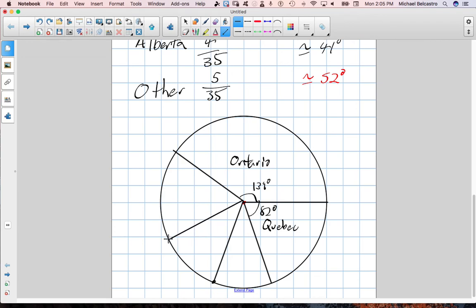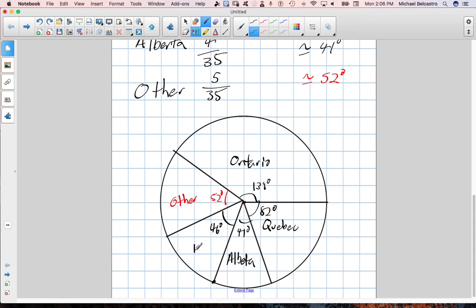Which one is bigger? That'll be 46. 41, 46, and the other, which should be the biggest of those last three. So call that other, which is about 52. This one was, I think, 46. This looks a little bigger, and this is going to be 41 degrees. This will be Alberta and BC. Okay, so we filled in our pie chart here using our portions or angles, sector angles.